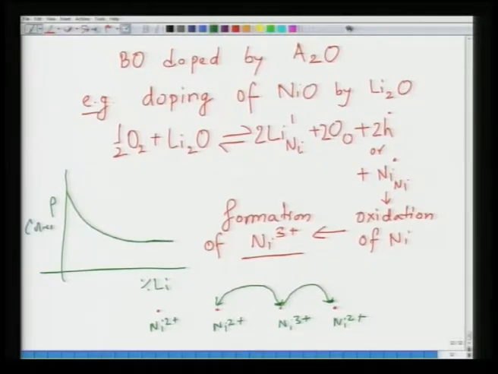Resistivity you can write in ohm centimeter, and this is because of this increase in the carriers which can move between the nickel sites. So, this is one example. You can have many examples. You can have formation of vacancies.